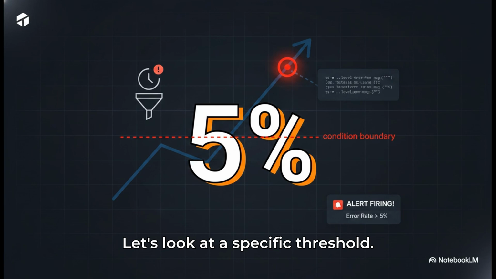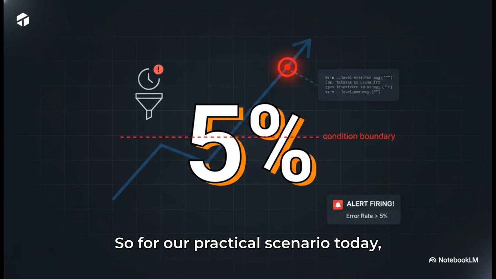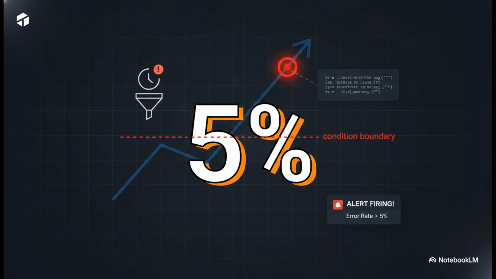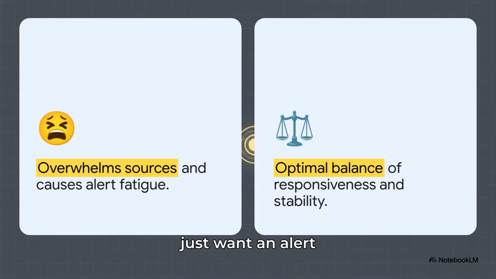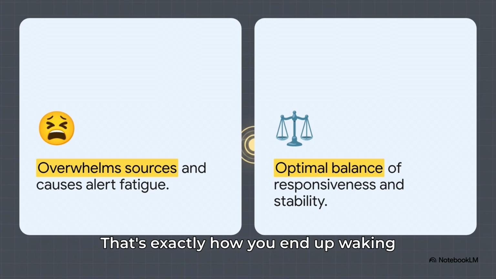Let's look at a specific threshold. We are setting our condition boundary right at 5%. So for our practical scenario today, we are writing a LogQL query against our Loki logs, we're reducing it to find our overall error rate, and we're telling Grafana to trigger this rule if that error rate ever exceeds exactly 5%. But wait, we don't just want an alert that fires the absolute second a metric twitches, right? That's exactly how you end up waking your team at 3 a.m.